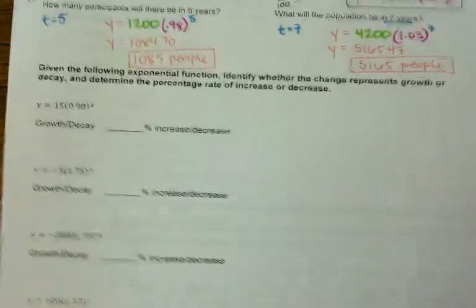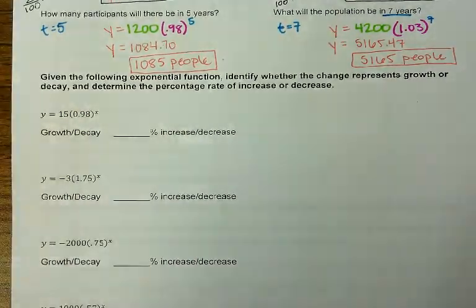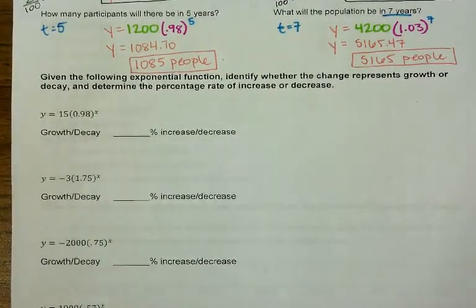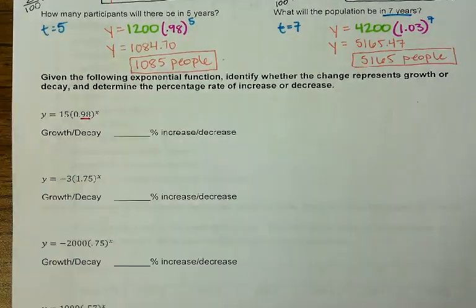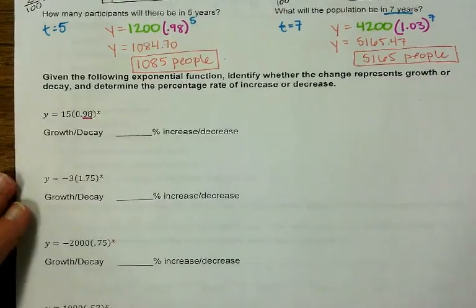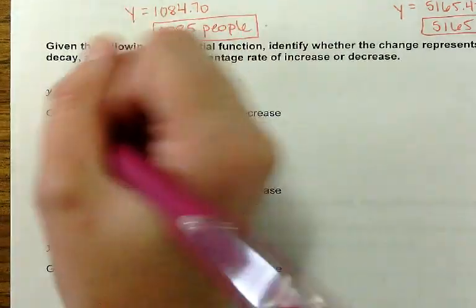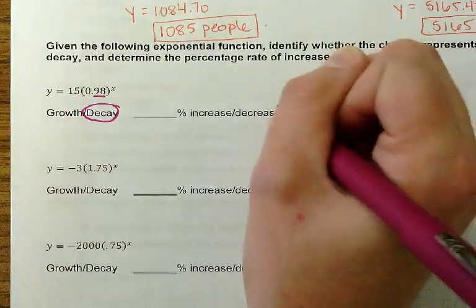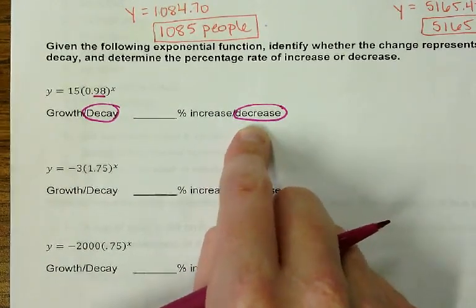So we want to identify if it's growth or if it's decay, and then what that rate of growth is. Okay? So let's look here. First of all, when you're looking at this function right here, 0.98, I'm going to zoom in a smidge, is that growth or is that decay? It's decay. Why is it decay? It is less than 1. Okay? So because it's less than 1, this represents decay. And decay is decreasing. Do y'all feel good about that? Decay is decreasing. Okay?